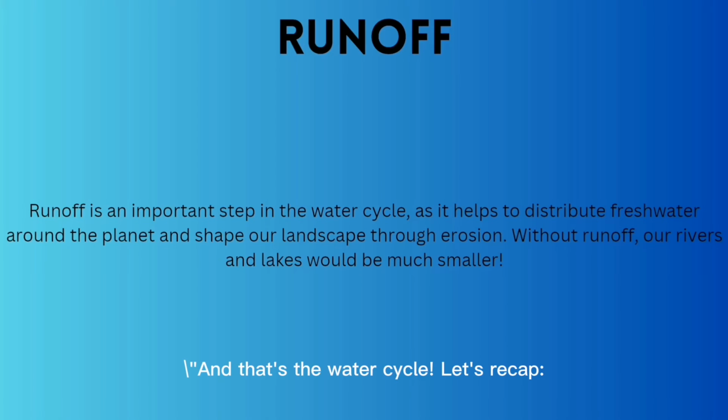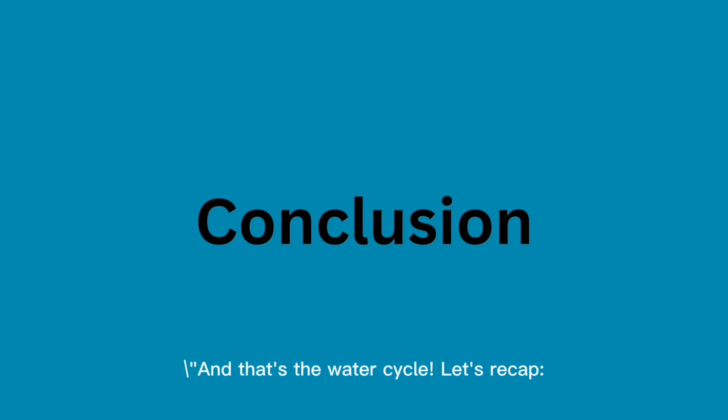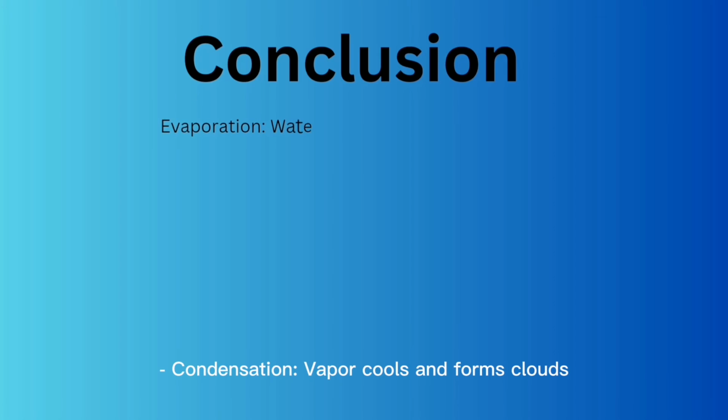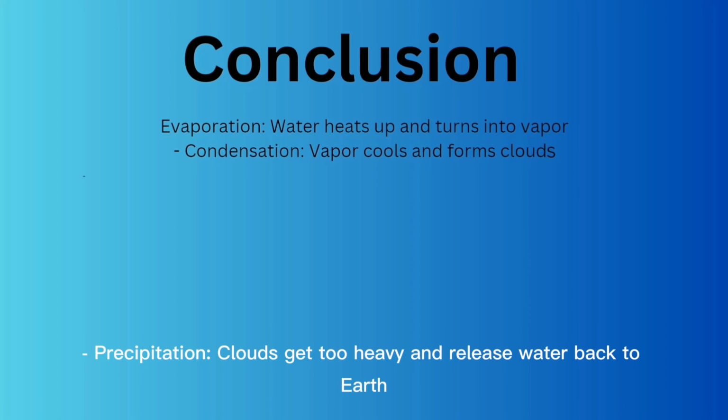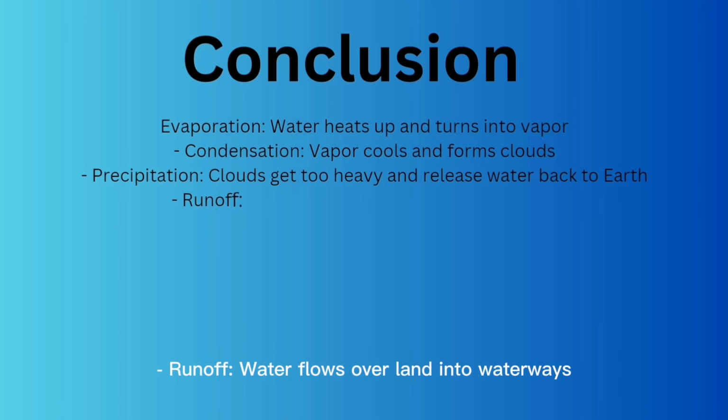Conclusion. And that's the water cycle. Let's recap. Evaporation: water heats up and turns into vapor. Condensation: vapor cools and forms clouds. Precipitation: clouds get too heavy and release water back to Earth. Runoff: water flows over land into waterways.